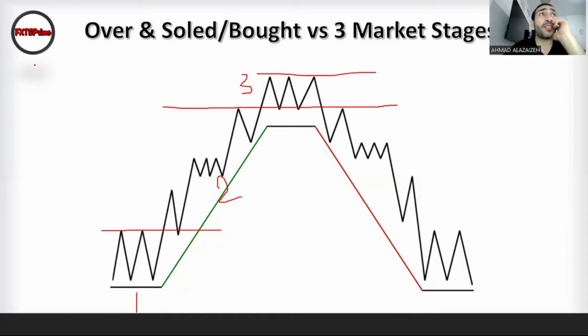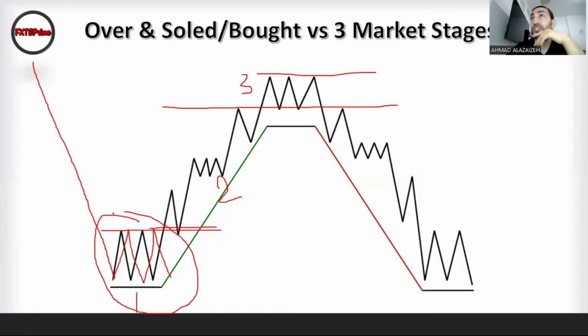So if I was in a downtrend and I was in stage one, and I have started to see a pattern here and the breakout, that means this pattern is a reversal pattern, not a continuation pattern. However, if I am in stage two and I have started to see a pattern here, then that is a continuation pattern, not a reversal pattern.